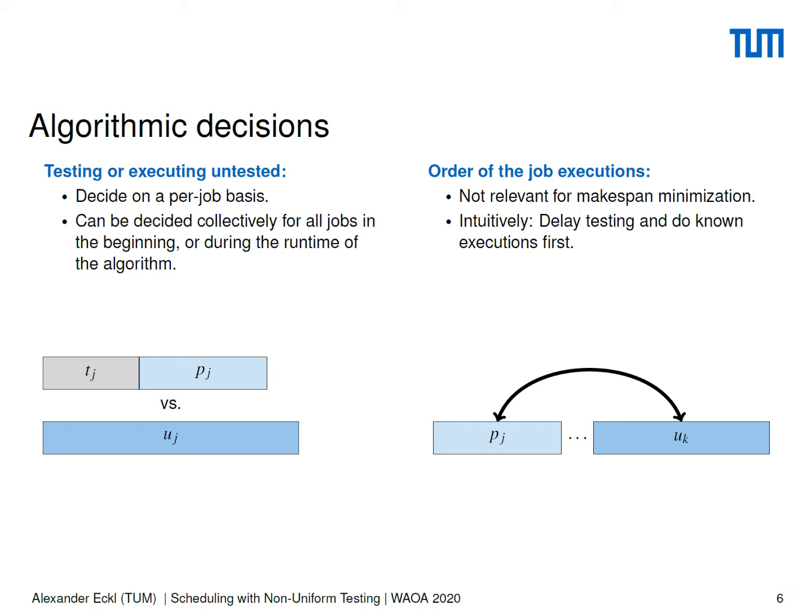Of those two, we want to prioritize the known executions, since tests only lead to some new information being revealed, and the known executions actually lead to a job being completed, which of course we want to prefer. We have tried to reflect this idea of lowering the relevance of testing in our main algorithm.